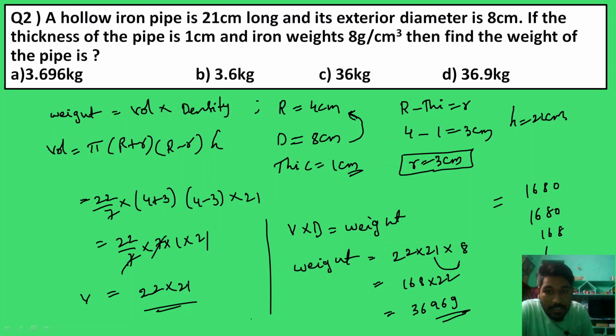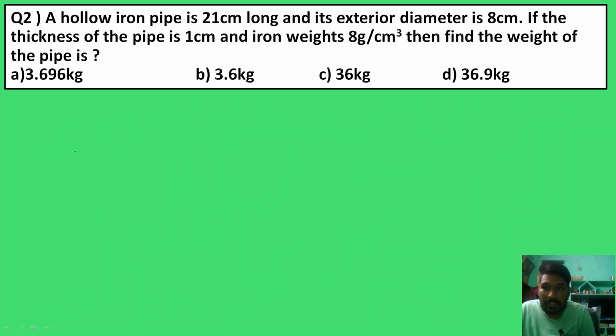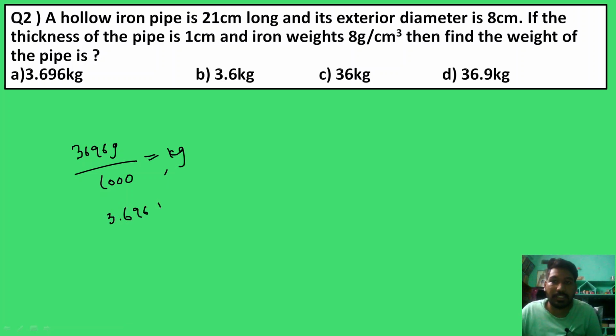So what is the answer? Check the options A, B, C, D. They gave option A as 3.696 kg, but we got the answer in grams. How to do? Let me erase some things. So we got the answer 3696 grams. Now divide by 1000. If you divide by 1000, you are going to get it in kg. So the answer is 3.696 kg, which means option A.